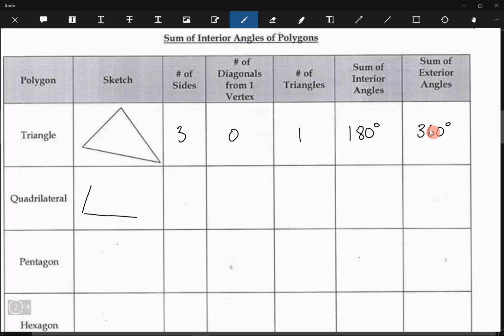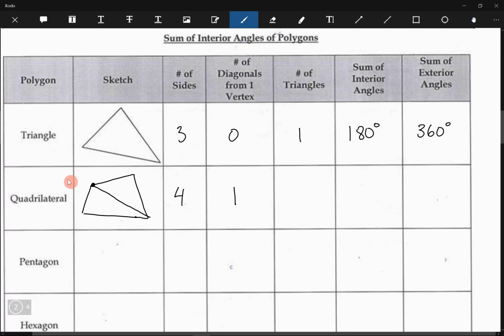So I'm going to draw a four-sided shape, something like this. Okay, there you go. So we have four sides here. And I'm going to now draw a diagonal from one vertex. So let's say if I pick this vertex over here, I'm going to draw a diagonal. How many diagonals can I draw? Well, I can only draw one here. Okay, so it's the only diagonal I can create. So I have one diagonal.